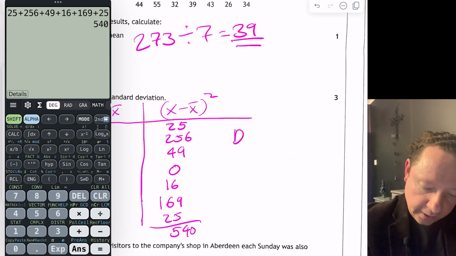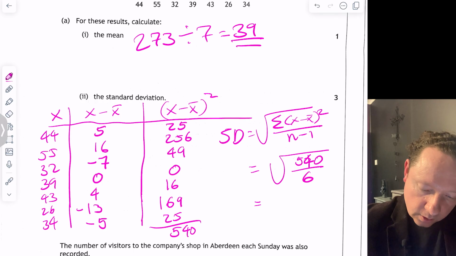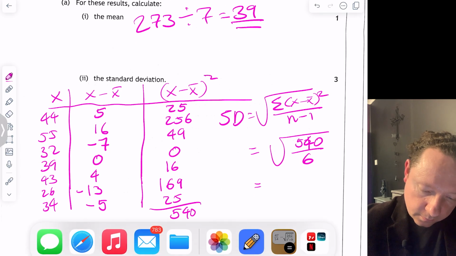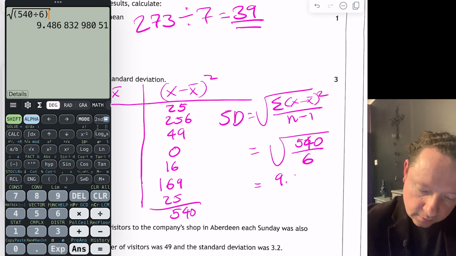So the standard deviation from the start of the exam paper is the square root of the sum of (x minus x bar) squared over n minus 1. That top number is now 540. So it's 6 now. Square root of 540 over 6 is 9.486, or about 9.5 would be probably fine.